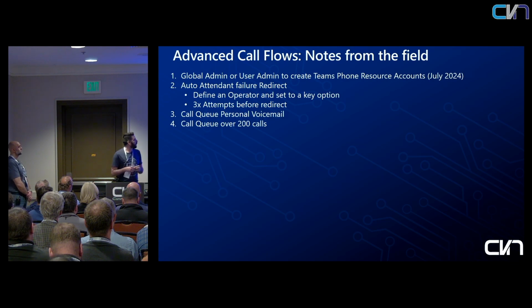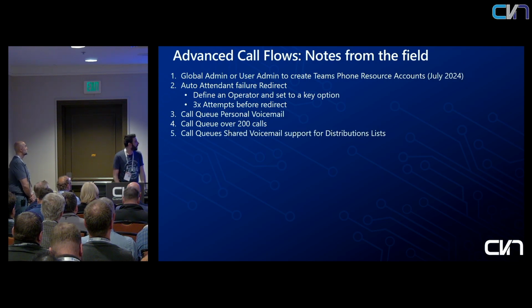Another known issue is keep your call queues under 200. So if you do set the call queue max calls to 200, there is an issue that if you go over that, the call queue might get into an unstable state, and you may not be able to answer any of those calls. So set that number lower than 200. Use cascading queues if you need to go over 200, but stay away from that number.